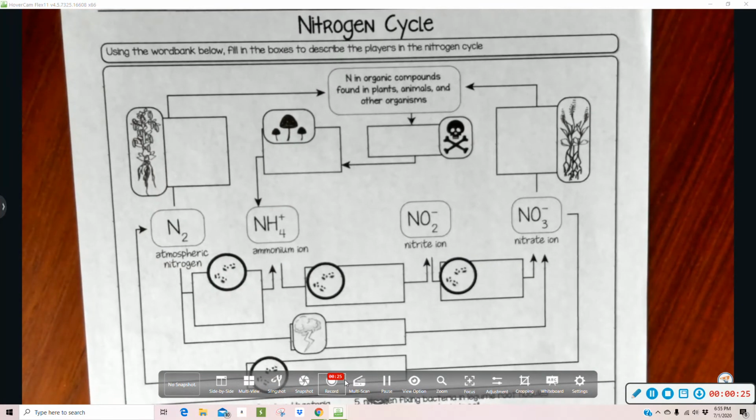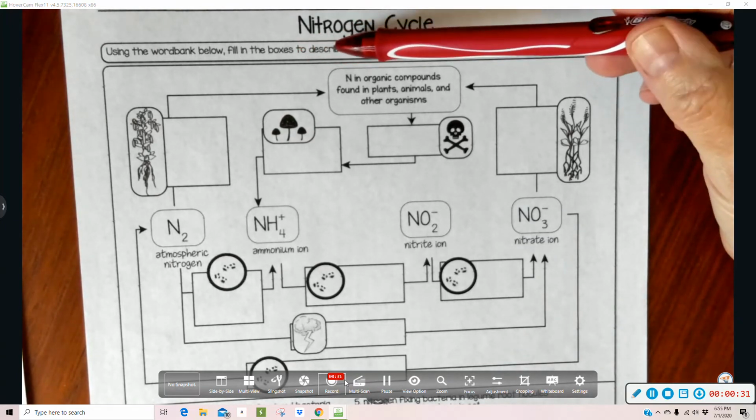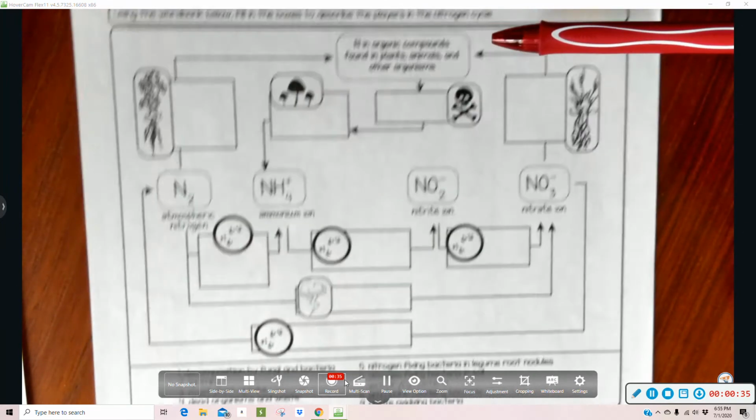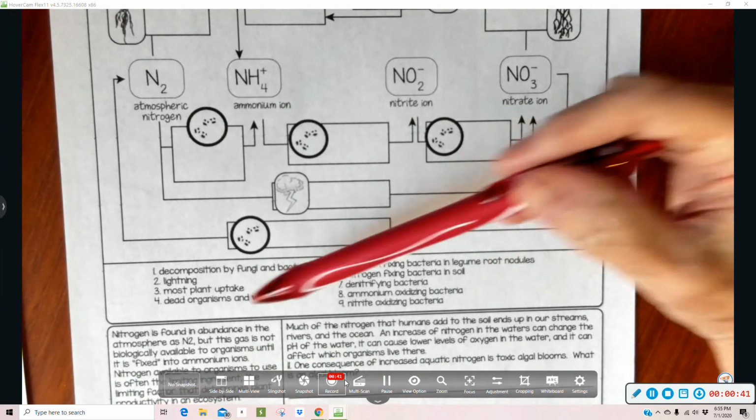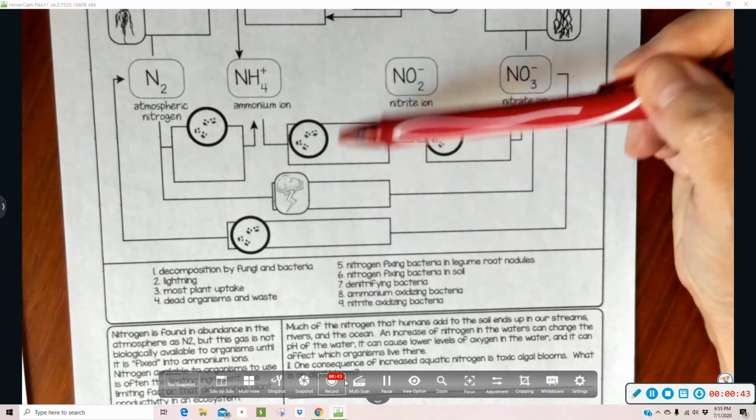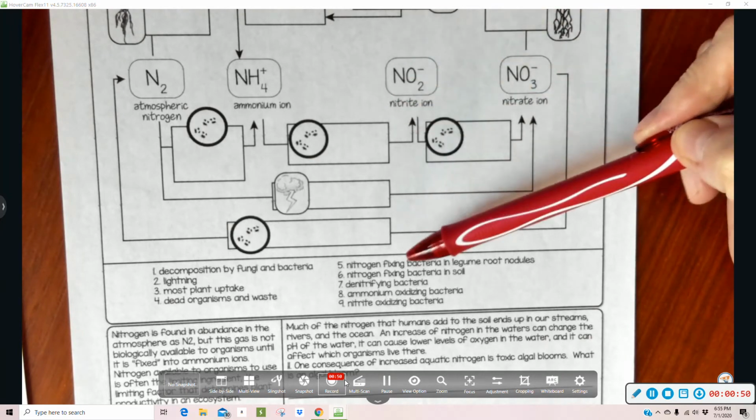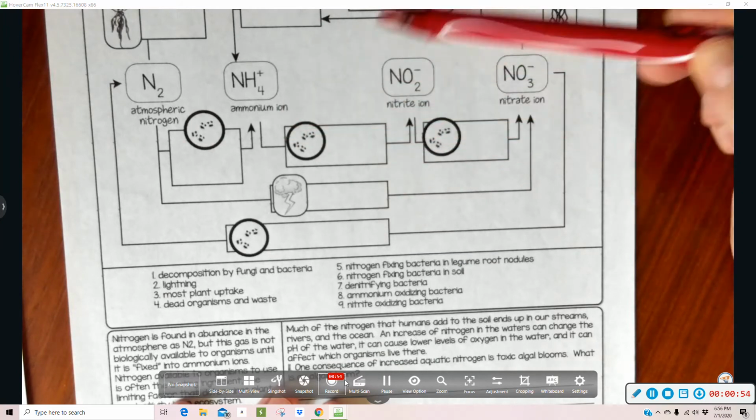It says, using the word bank below, fill in the boxes to describe the players in the nitrogen cycle. And here's your word bank right down here. I know some students like to just put the number as long as it's correct and you understand it. That will work, but I think it's much better for your brain if you actually write what's going on in the boxes.